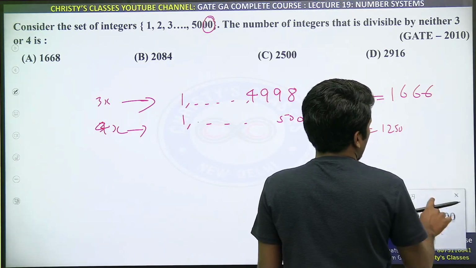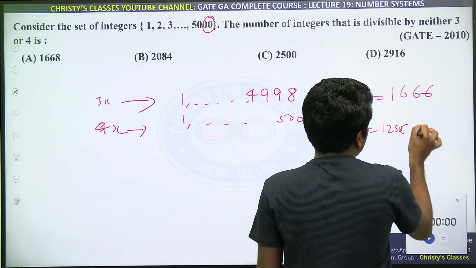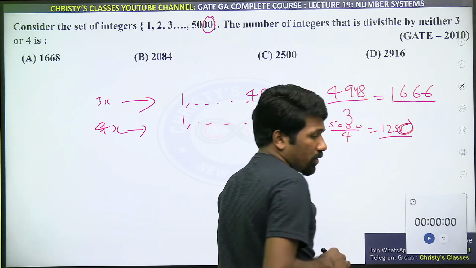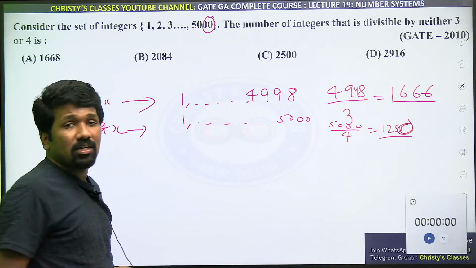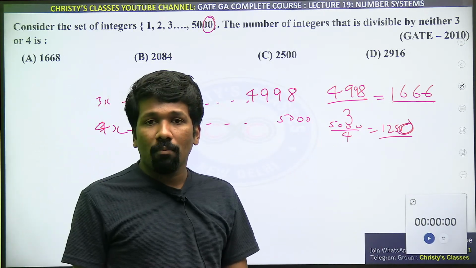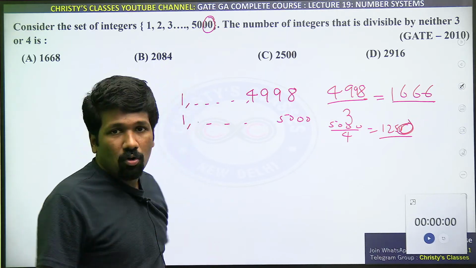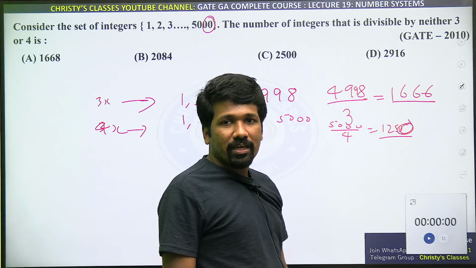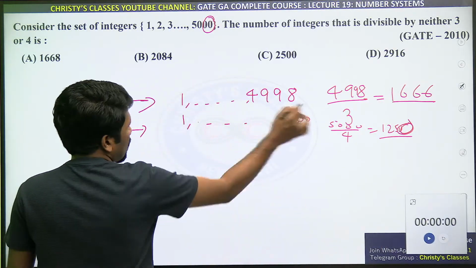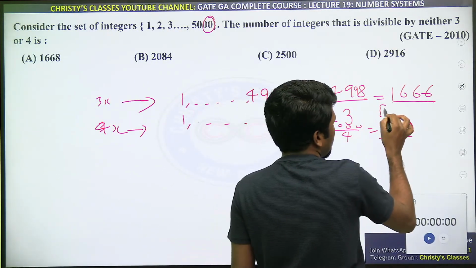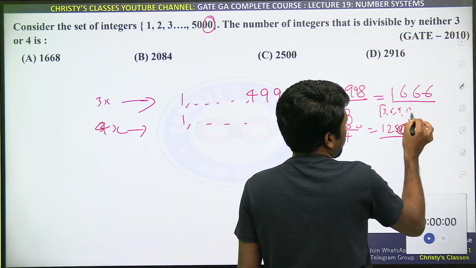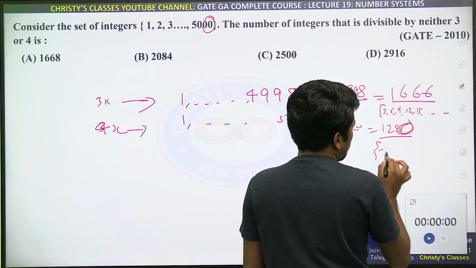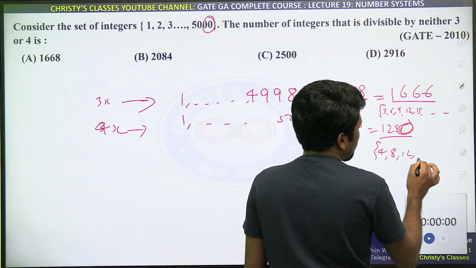1250 होगा. But the problem is in this 1666 and 1250 numbers, there will be common multiples of 3 and 4. वो यहाँ भी काउंट किया है, यहाँ भी काउंट किया है. For example, when you say 1666, we are saying 3, 6, 9, 12, 15, etc. When you say 1250, the multiples of 4 are 4, 8, 12, 16, etc.